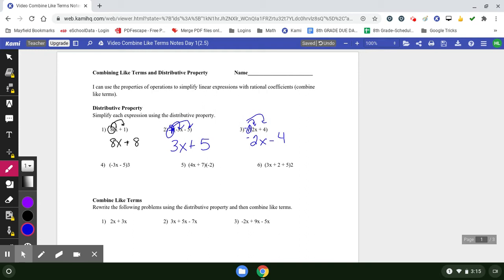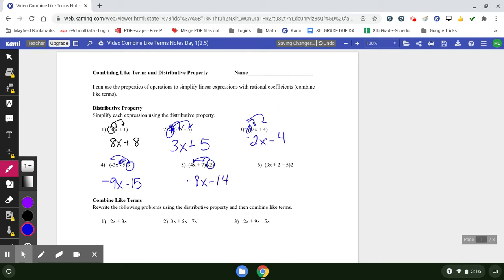Now 4, 5, and 6 are also the distributive property, but you'll notice in 4, the number to be distributed is after the parentheses. So I'm going to distribute 3 to the other two terms just like before. So 3 times negative 3x, negative 9x. 3 times negative 5, negative 15. For number 5, I'm distributing negative 2. So negative 8x minus 14.